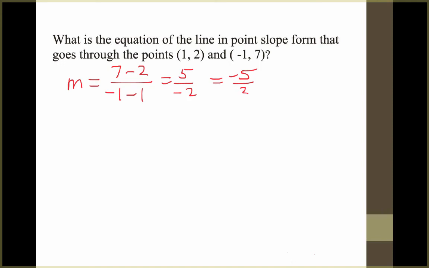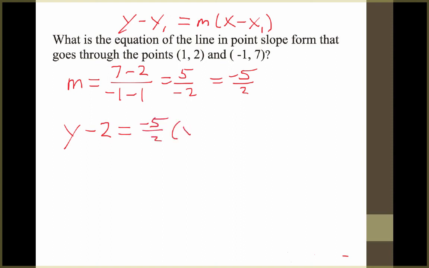We are then going to pick one of our points to use to write our equation. And again, remember it's y minus y1 equals our slope times x minus x1. So we are going to plug in our point, and you can pick either point, it doesn't matter. I'm going to use the first point because the numbers are smaller. We have y minus 2, y minus the y coordinate, equals our slope, -5/2, and then x minus the x coordinate. This is one of the two solutions you could have.